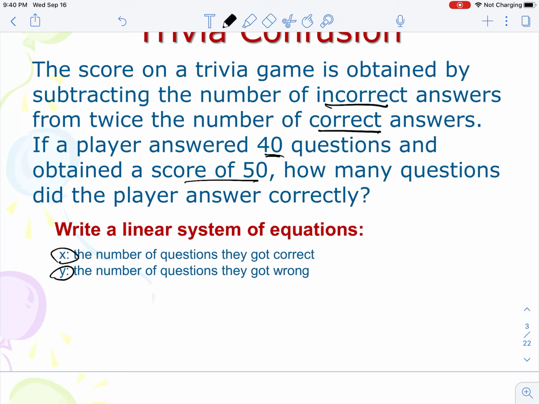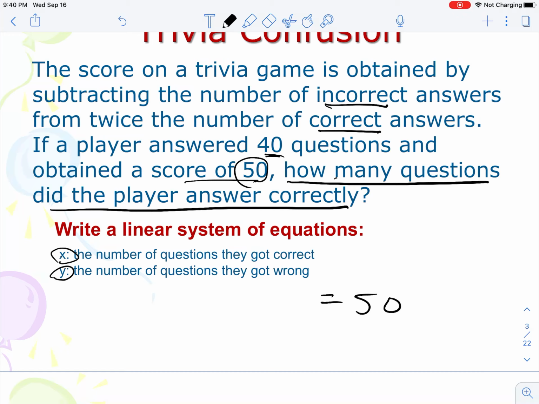And we assign the variable by saying, really, we want to know how many questions they answered correctly. So let's say X is the number of questions answered correctly. And if X is the number of questions answered correctly, Y is the number they got wrong, the incorrect ones. So let's just look at this and see if we can come up with a couple of equations and then go from there. So it says the score, and the score is 50.